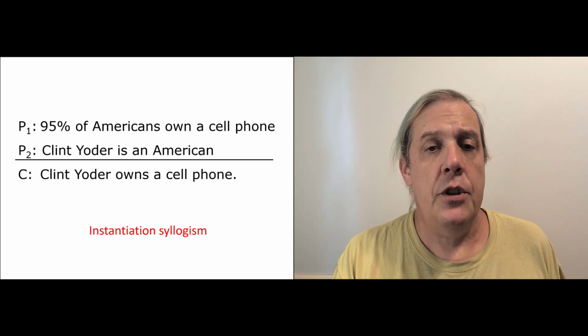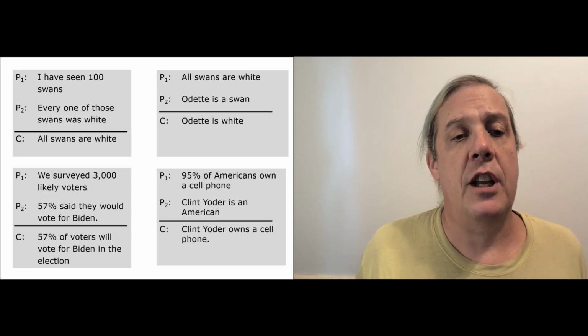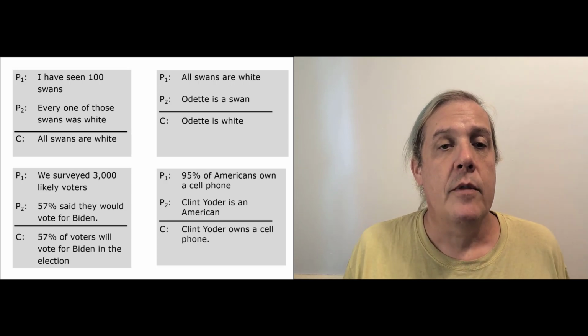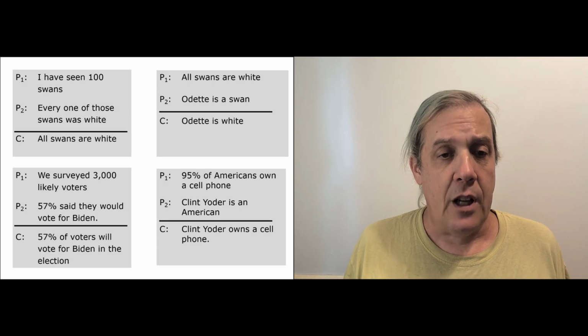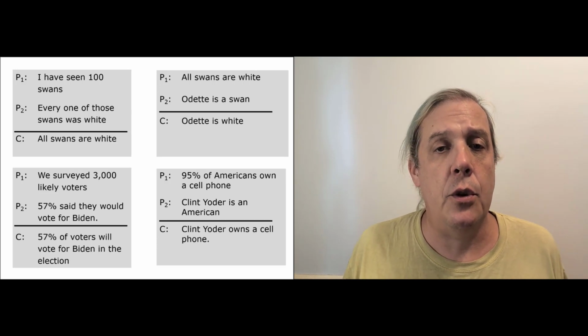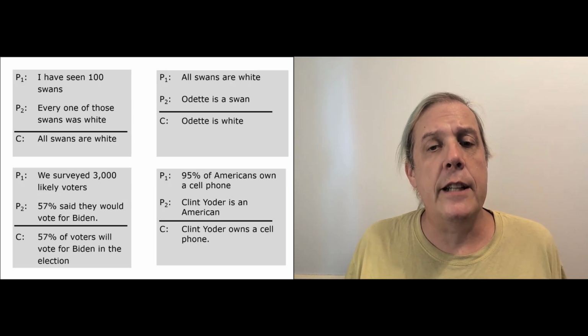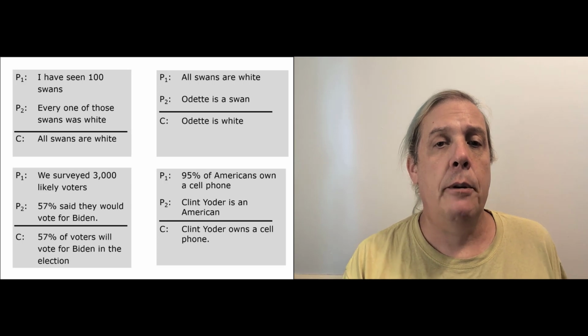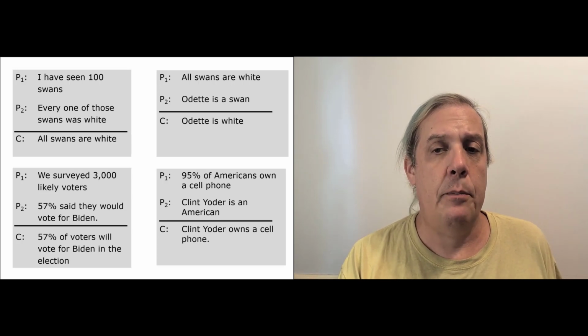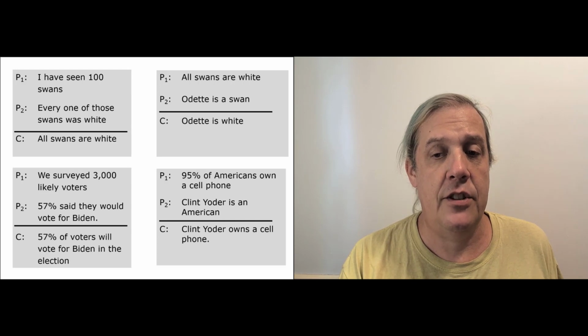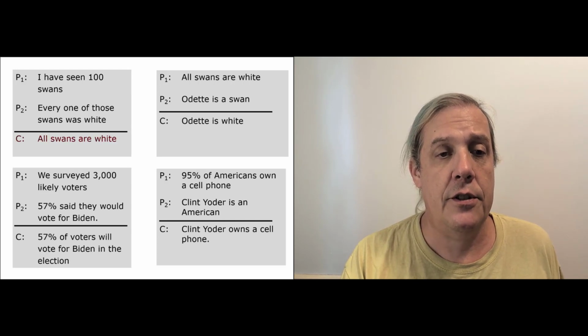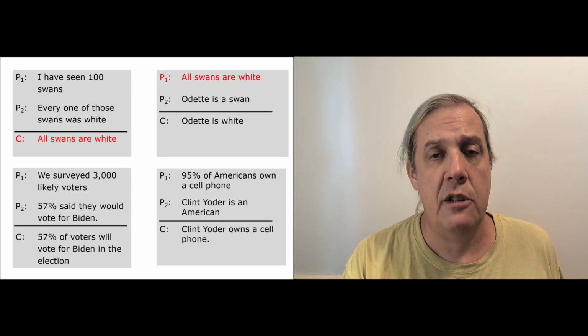Okay. So here are the 4 sample arguments we've seen. The 2 generalizations are on the left, and the 2 instantiation syllogisms are on the right. I'm going to look in more detail at these 2 argument structures, but before I do that, I want to look at a particular kind of statement that is in all of these. So look at this. "All swans are white" appears in the conclusion of the first argument. "All swans are white" appears in the premises of the second argument.